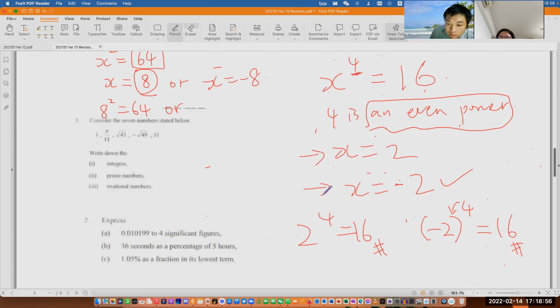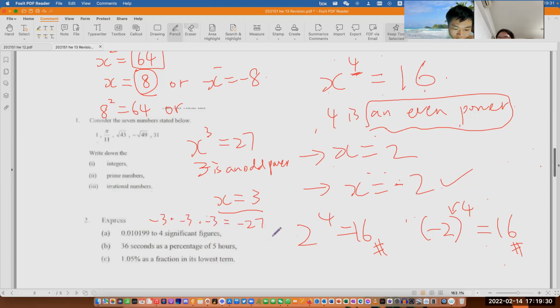What about an odd power? x to the power 3 equals 27. 3 is an odd power, so just one answer: x equals 3. You can test it. Negative 3 doesn't work. I mean x equals 3 only. If your answer is -3, you will end up with -27, but over here it is 27. That's why you only have one answer.